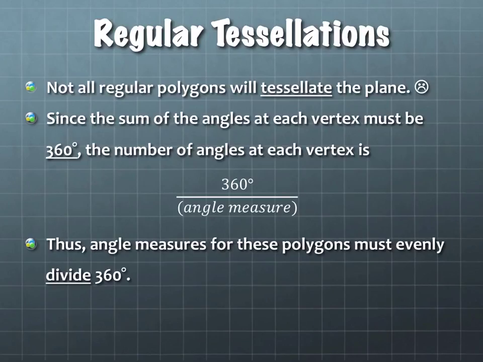Not all regular polygons will tessellate. The sum at every vertex, when they actually fill it in without any gaps or overlaps, has to be 360. So what that means is that the number of angles at each vertex would have to be 360 divided by the angle measure. Thus, the angle measure for the polygons must evenly divide 360.